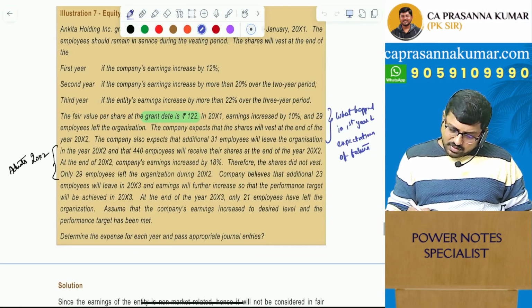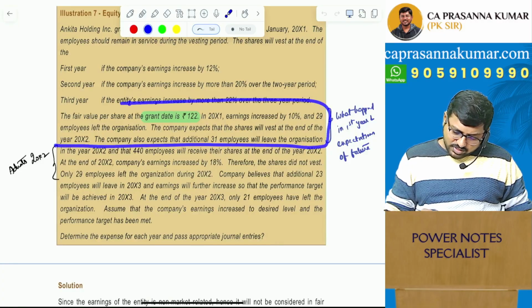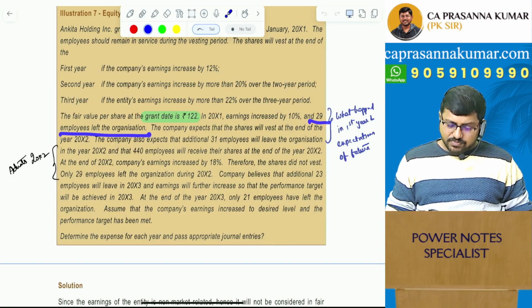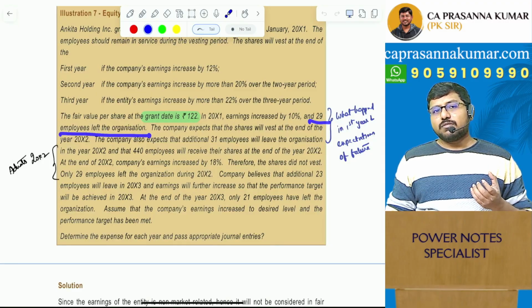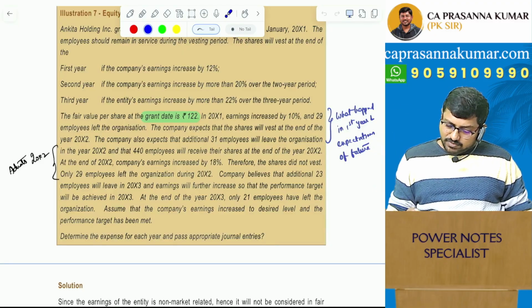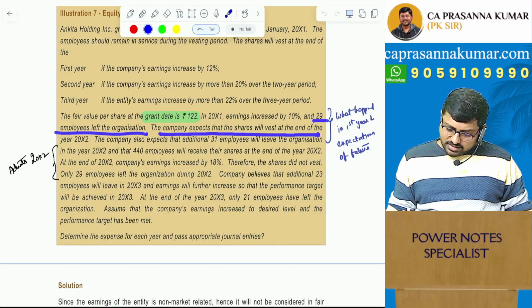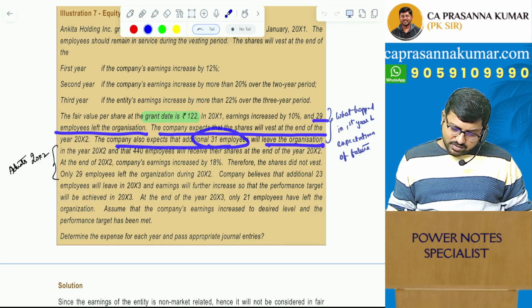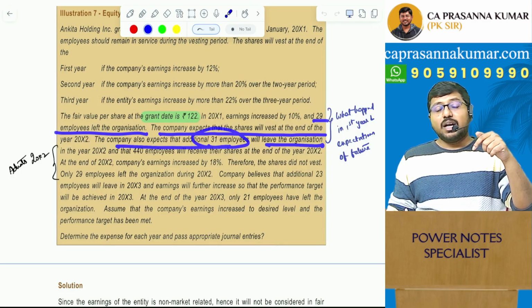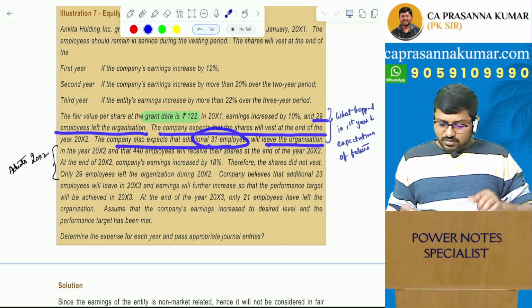Now see here. As I told you, these three lines belong to the first year. In 2001, earnings increased by 10%, so options are not getting vested. 29 employees left the organization. According to the formula, it is the number of employees who stay in the company at the end of the vesting period. So first year 29 guys have left. What about second year and third year? The company expects that additional 31 employees will leave the organization. 29 has actually left at the end of first year. We are standing at the end of first year and we are expecting that further 31 will leave. So what we'll do?